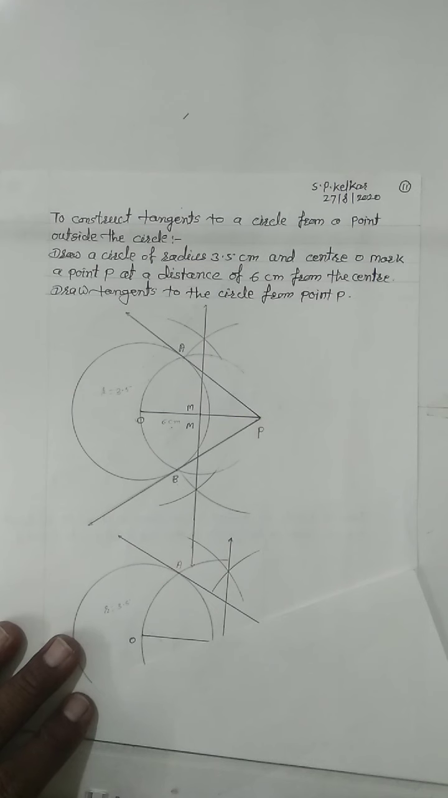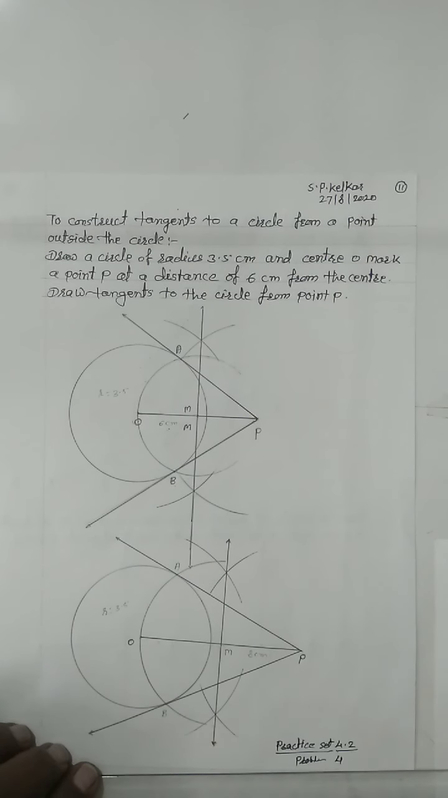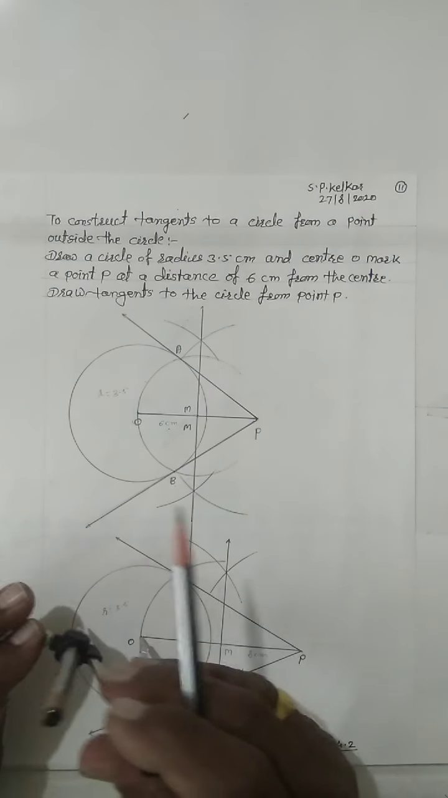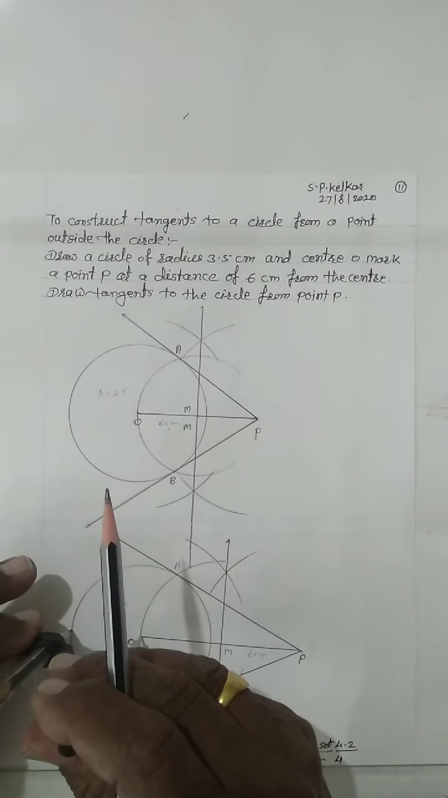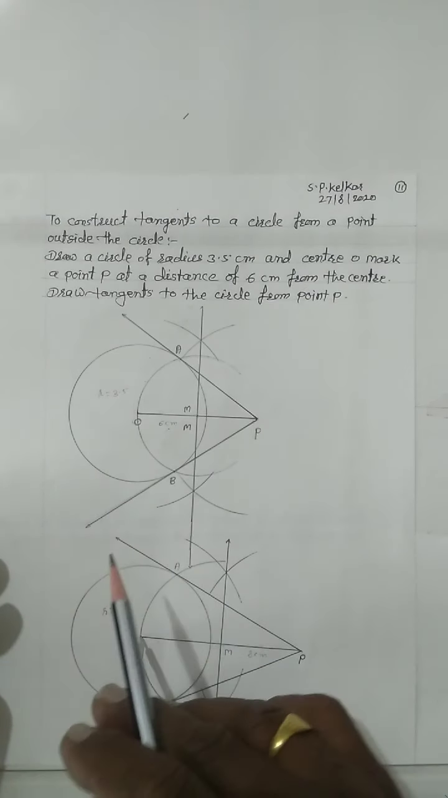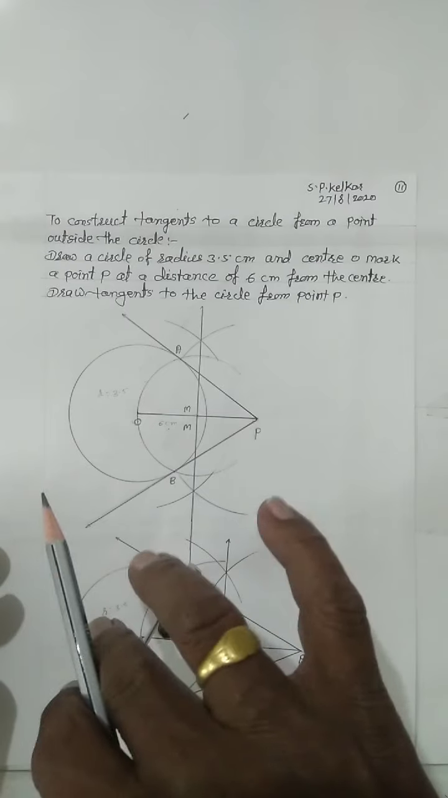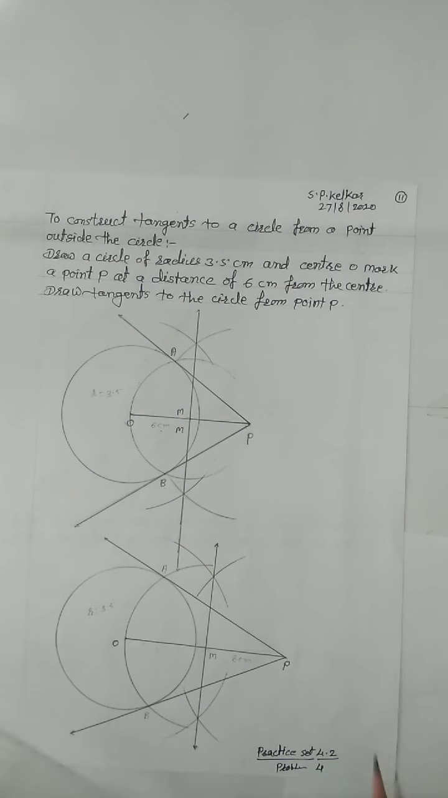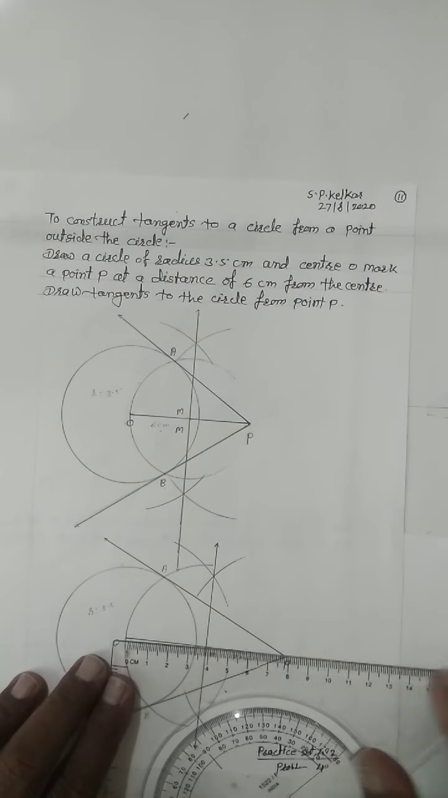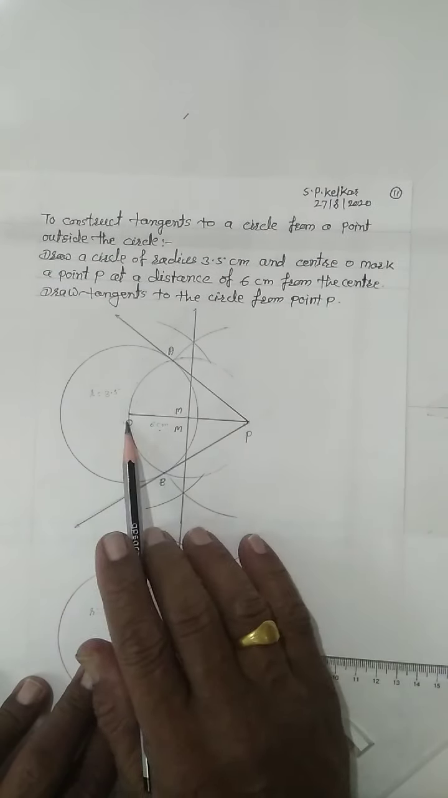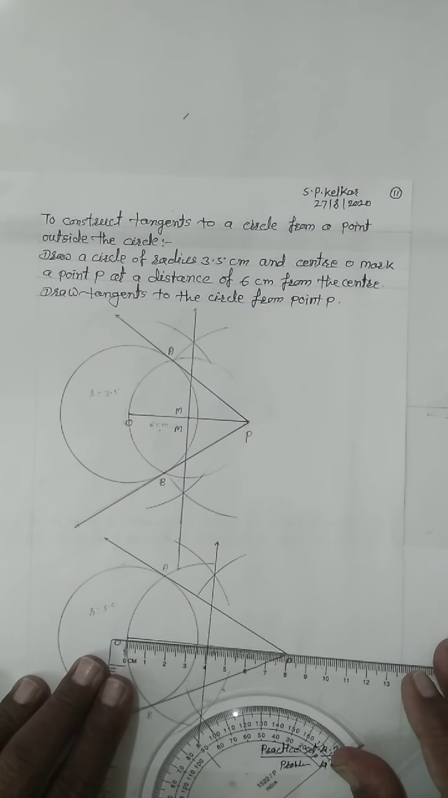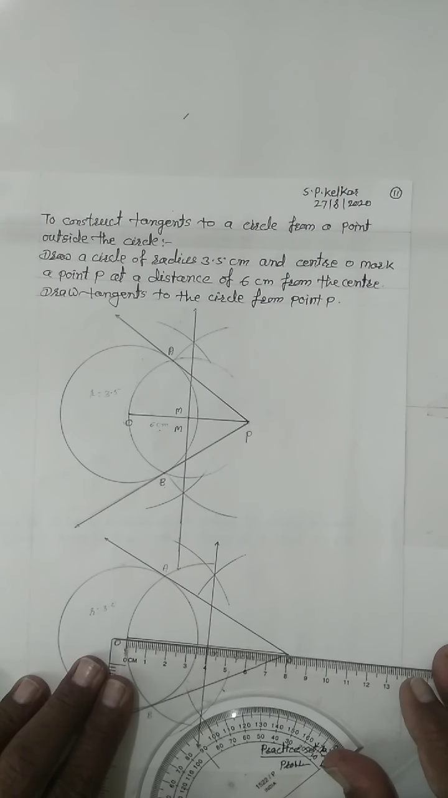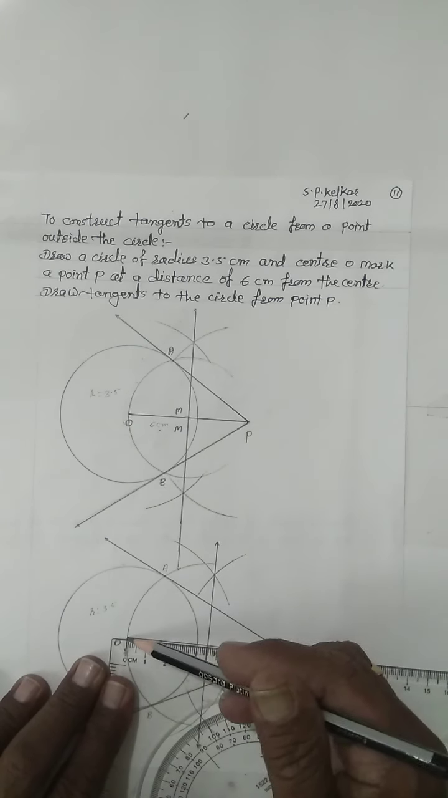Then we see again a second example. In this example, the radius of the circle is the same, 3.5 centimeter. Draw the circle. Then take point P outside the circle having length 8 centimeter. Now in the previous construction, the length of OP is 6 centimeter. Here the length of OP is 8 centimeter.